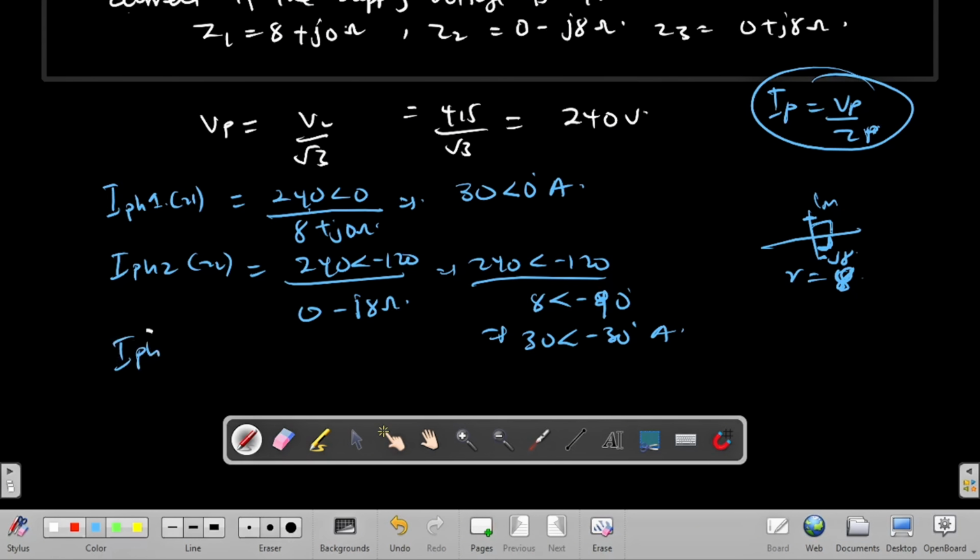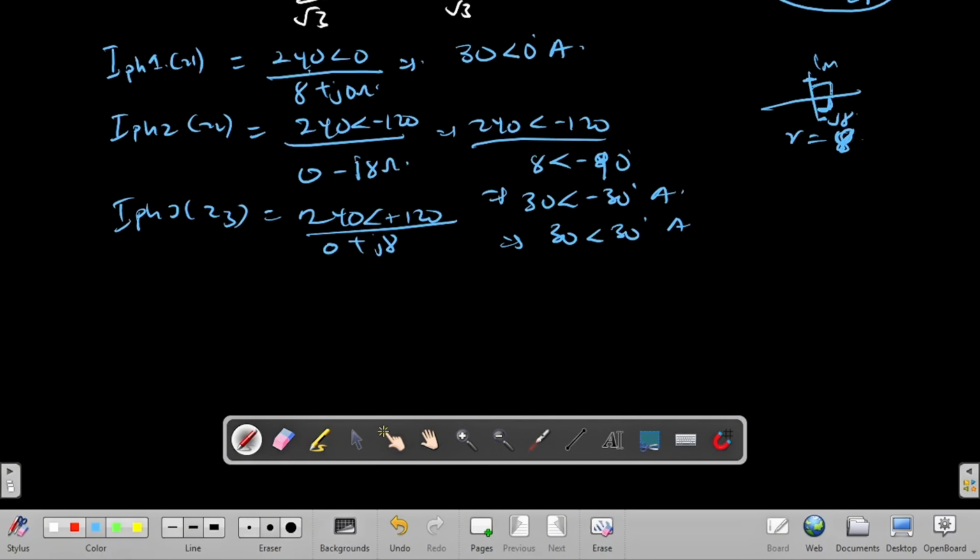Finally, our I in phase 3, or Z3, we're going to get 240 angle plus 120 over 0 plus j8, right? And remember, this is the same as 8 angle positive 90. So this will simply give me 30 angle 30 degrees amps.